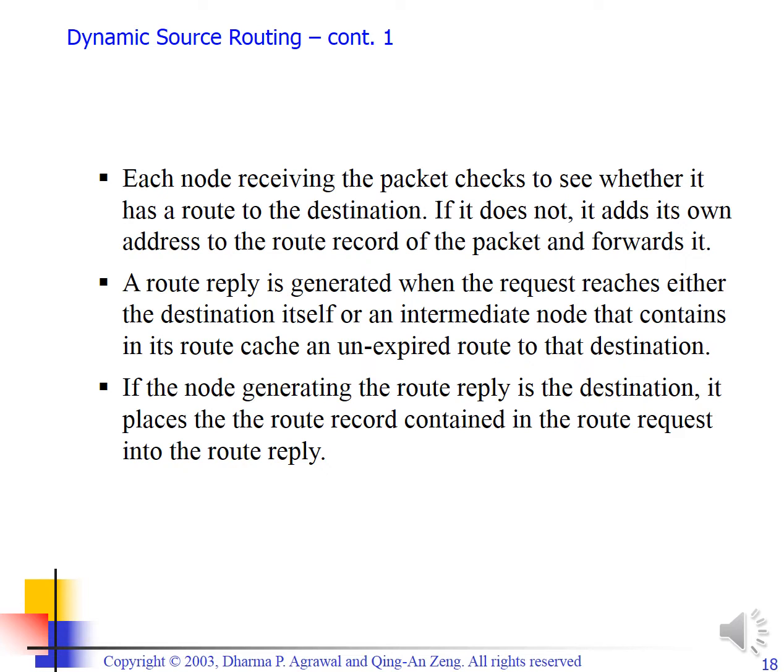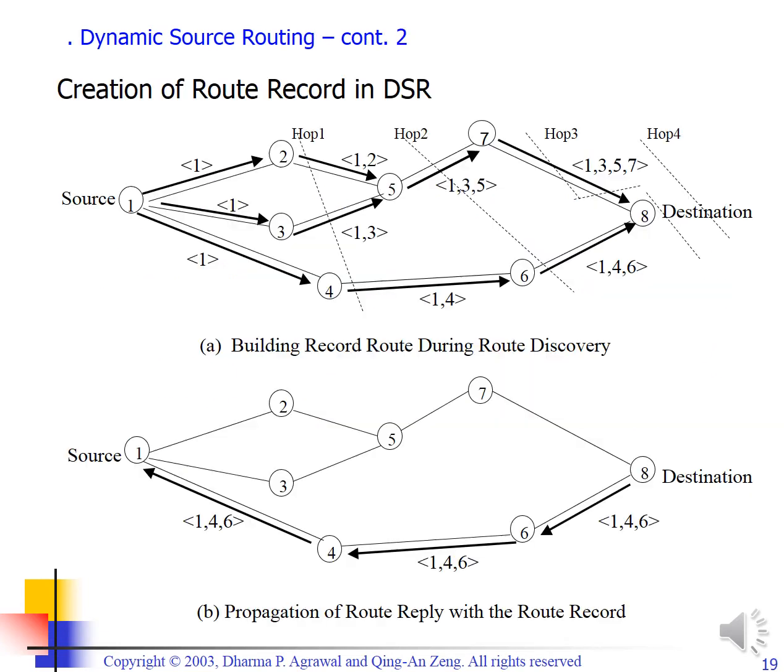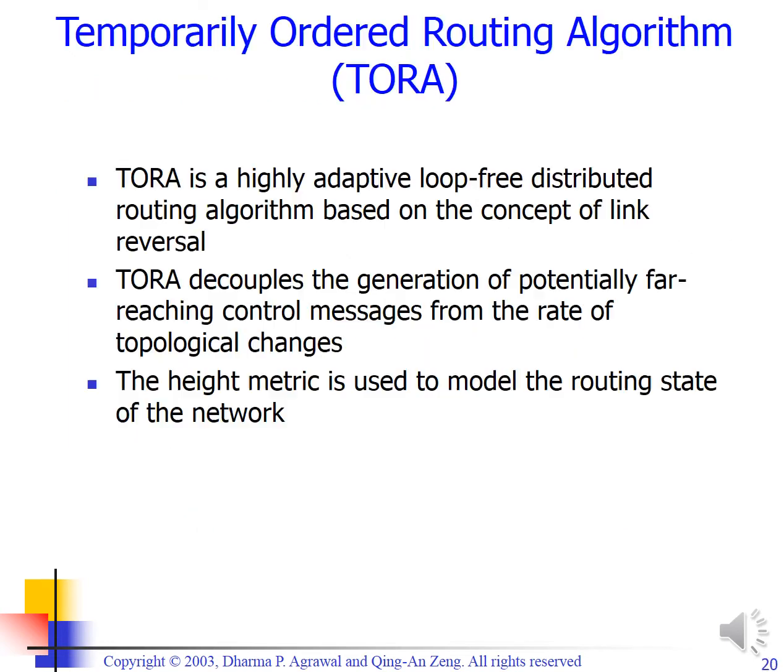A route reply is generated when the route request reaches either the destination itself or an intermediate node that contains a route in its cache. If the node generating the route reply is the destination, it places the route record contained in the route request into the route reply. So, creation of the route record, then route during route discovery, and propagation of a route reply with the record.